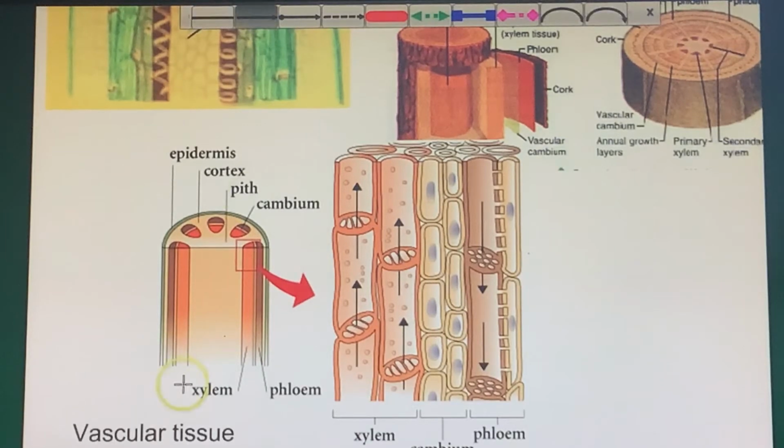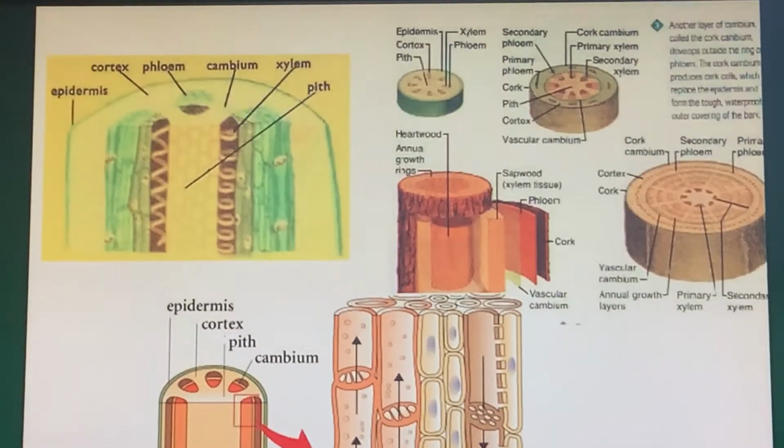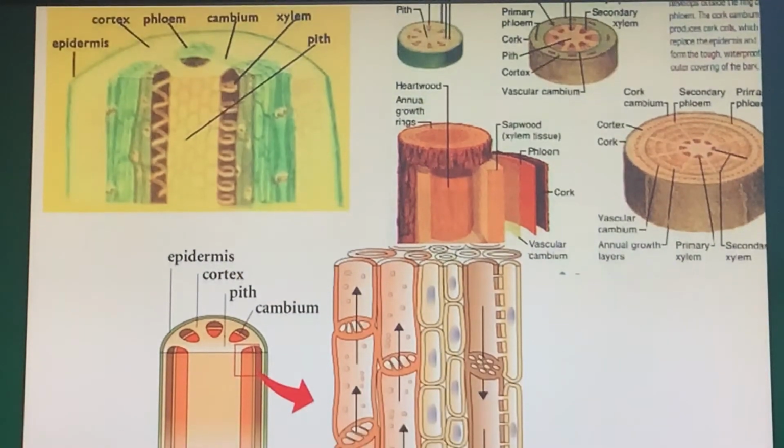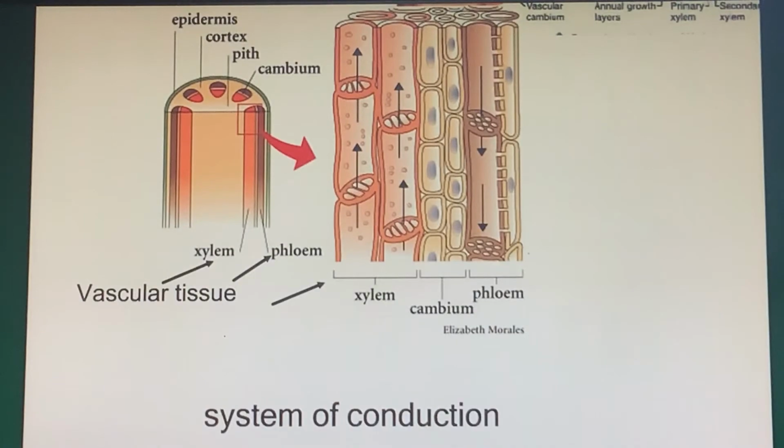Now this vascular tissue, the xylem and the phloem, we can see that over here also, is a system of internal piping that goes throughout the plant. Now these pipes provide some internal structural support for the plant so that the plant can stand up without the water holding it up. So we need structural support. We also need a system of conduction.